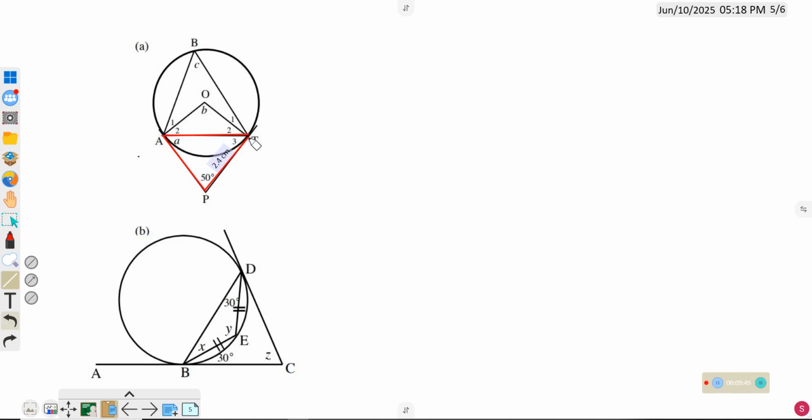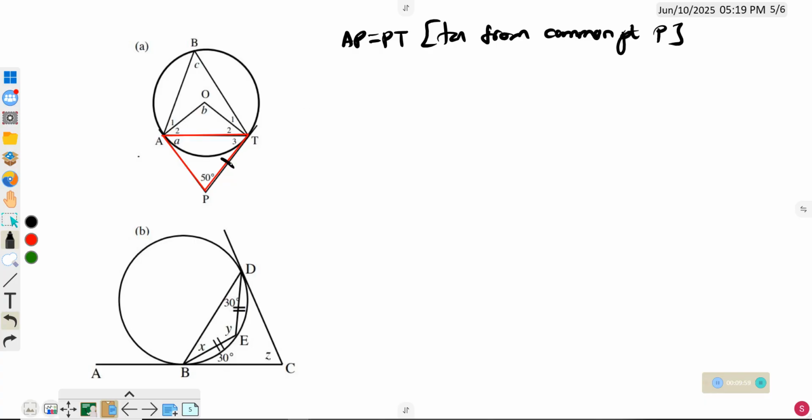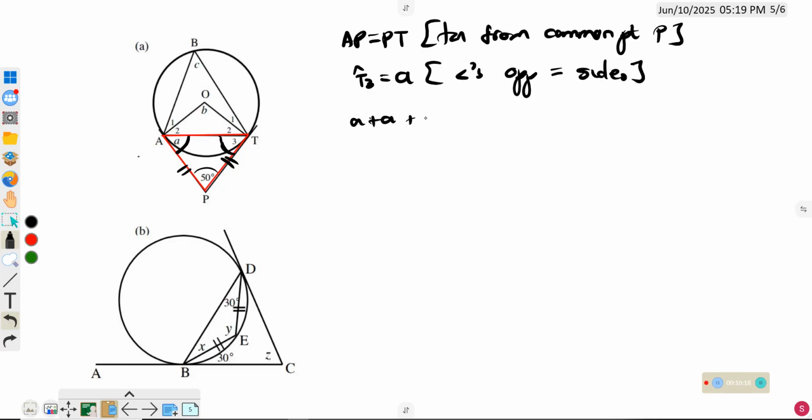Right, so on APT, the first thing is that AP will be equal to PT. And this is tangents from a common point P. Right, this is equal to that, which means angle T is also equal to A, and these are angles opposite equal sides. Then we can use sum of angles in a triangle to find A. In fact, when we add this A right here and that A there and the 50 degrees there, it should give us 180 degrees, and these are angles in a triangle.